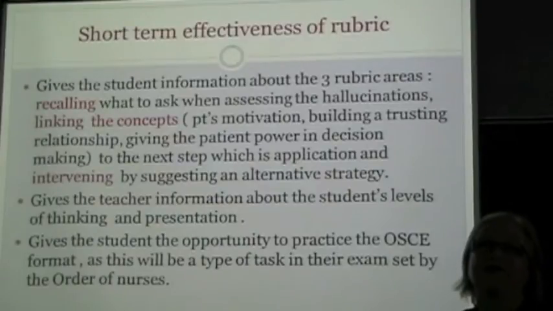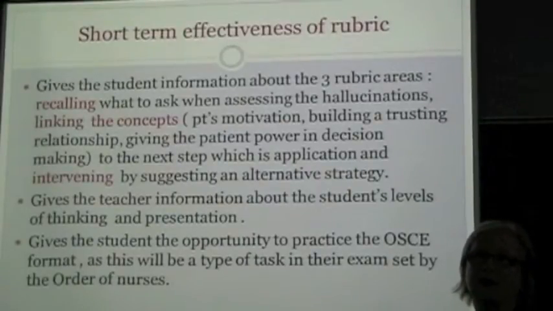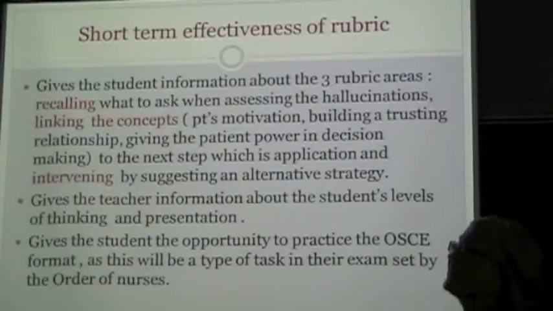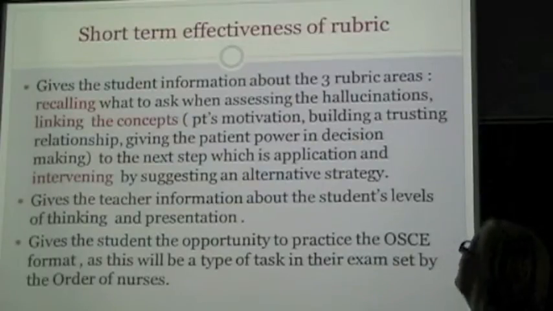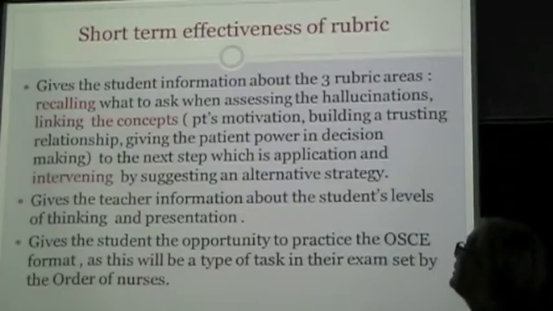So what is the short-term effectiveness of this rubric when we look at the results? Well, the short term is it gives a student information about the 3 rubric areas. Recalling what to ask when assessing the hallucinations, linking the concepts, patient's motivation, building a trusting relationship, to the next step, which is application, and intervening by suggesting alternative strategy.